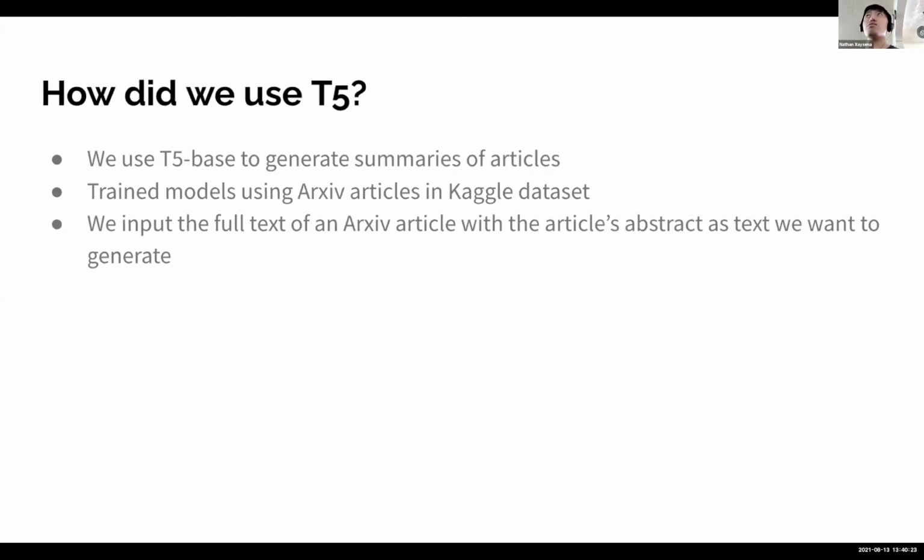So how did we use T5? We used T5 by putting in full text of articles from a database called arXiv, which is an open repository of free science articles. We put in the full text of the article with the abstract of that article, and then T5 figures out how to go from the full text of the article into the abstract of that article. So next slide.